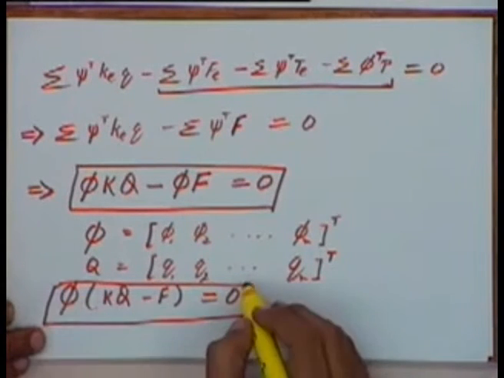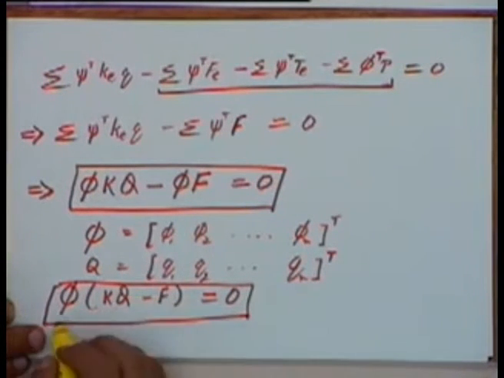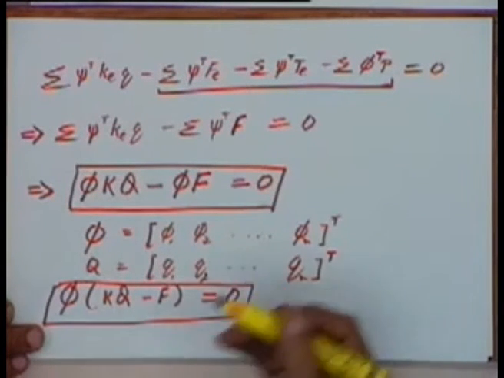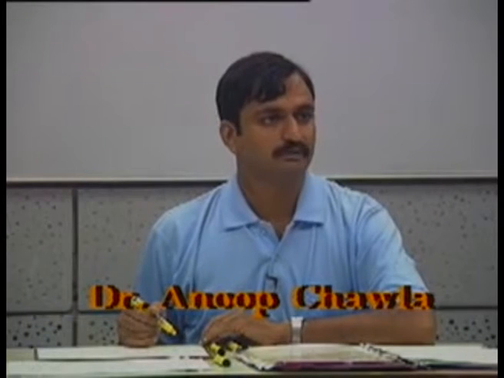So this equation we can use for solving for q. If it has to be satisfied for all values of phi, we can essentially say Kq is equal to F and then attach the boundary conditions to that. If we do that, we will come back to the same equations as we had with the Rayleigh-Ritz method. So essentially, whether we use the Rayleigh-Ritz method or the Galerkin's approach, the final equation that we are getting will be the same.